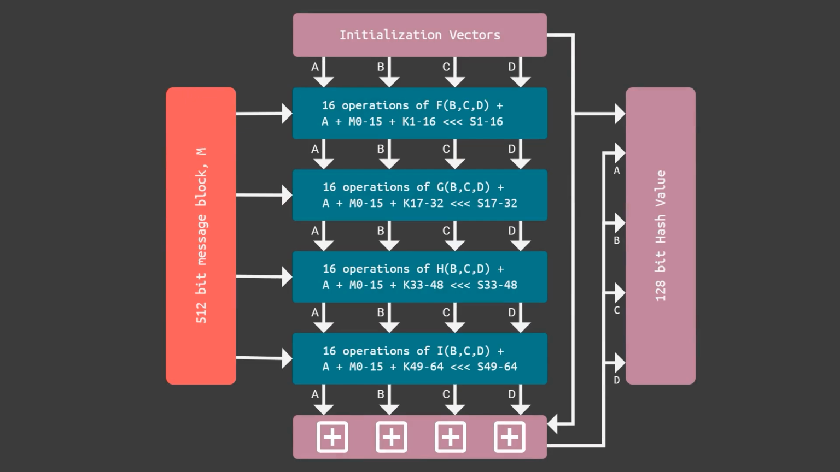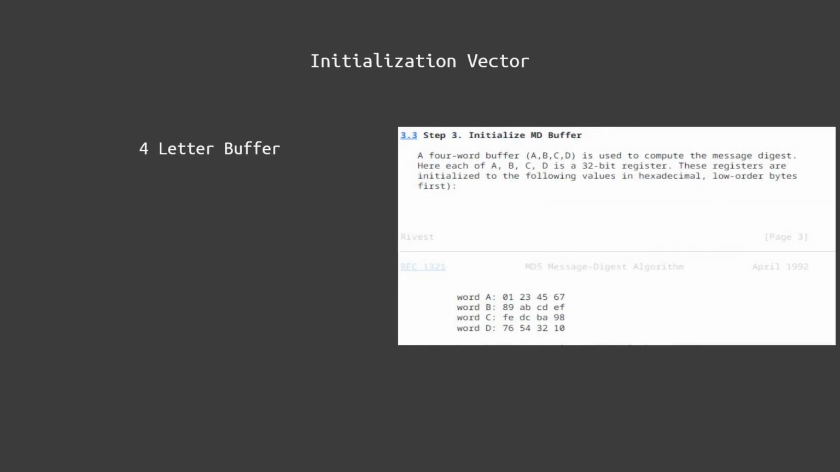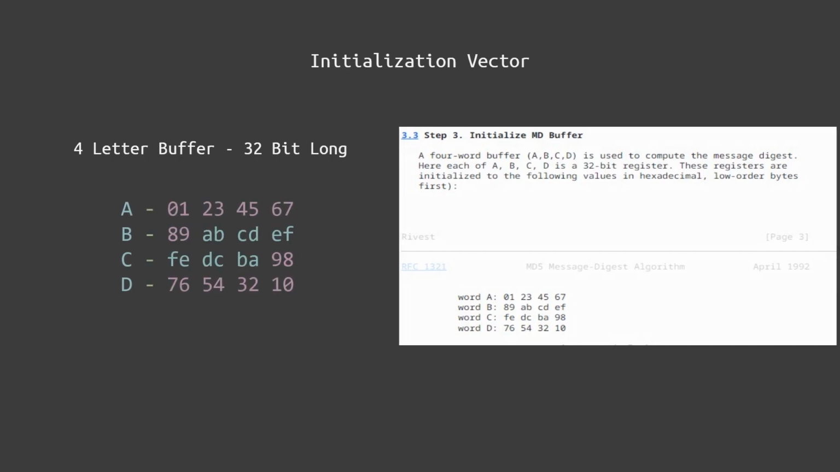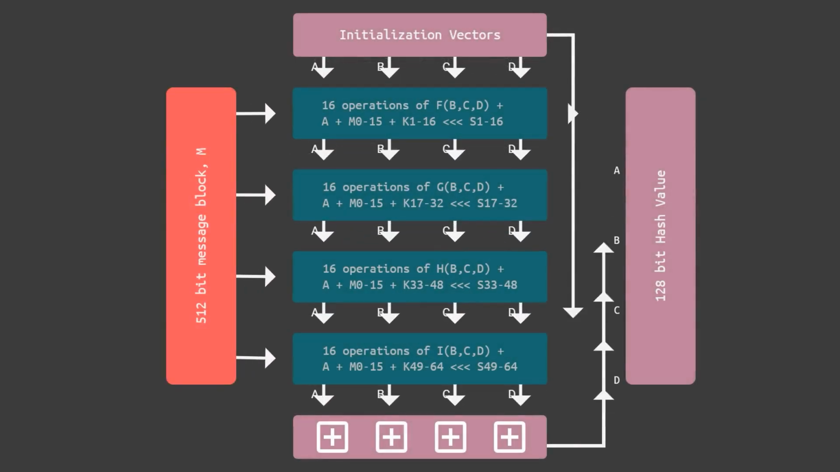The next most important part of this puzzle is the initialization vectors. The initialization vectors are basically a 4-word buffer, each 32 bits long. It's represented by A, B, C, and D. Initially, the values of these 4 words are as follows. Later on, as we progress through the algorithm, each of these values will be replaced by something else. But for now, these values represent the 4-word buffers.